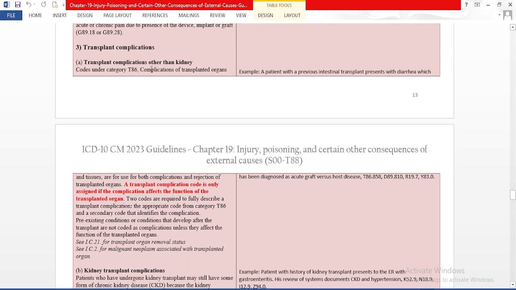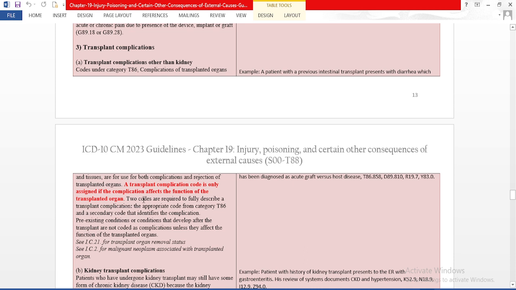Transplant complications other than kidney. So codes under T86, complications of transplanted organs and tissues, are for use for both complications and rejections of transplanted organs. So we need to use T86 series for complications of transplanted organs. A transplant complication code is only assigned if the complication affects the function of the transplanted organ. So if the patient has a complication due to a transplanted organ, or this affects the function of the transplanted organ, we need to consider it as a complication.